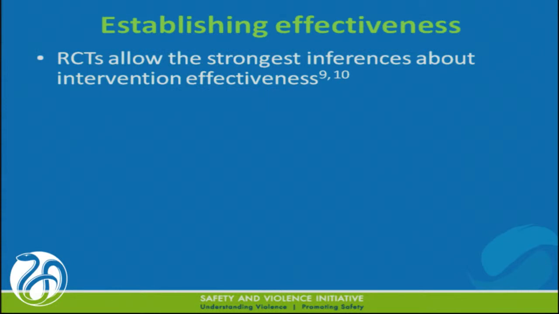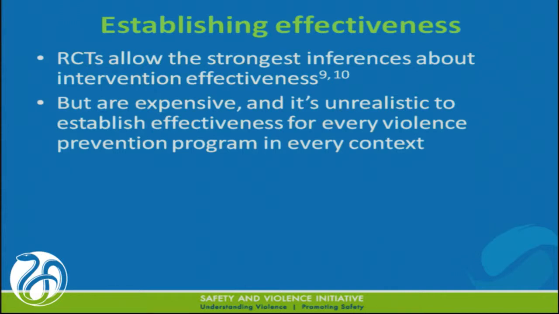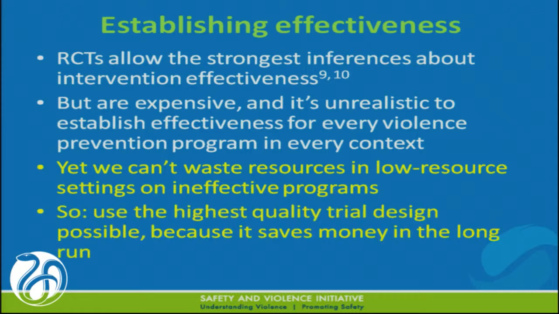Now some words about establishing effectiveness. I think I've made the point about RCTs. They are expensive, and also if you think about the number of violence prevention programs that exist in every context across the world, the US as well as other low and middle income countries, it's really unrealistic to think about establishing effectiveness for every violence prevention program in every context. But we can't waste resources. So having said that RCTs are the gold standard, and I'm really strongly advocating for those, there are other designs. Quasi-experimental designs can still teach us a lot and are frequently cheaper, although not always.